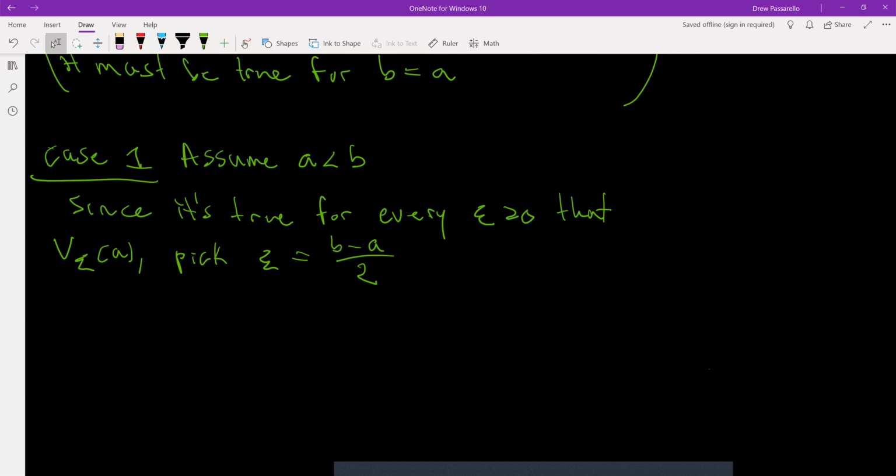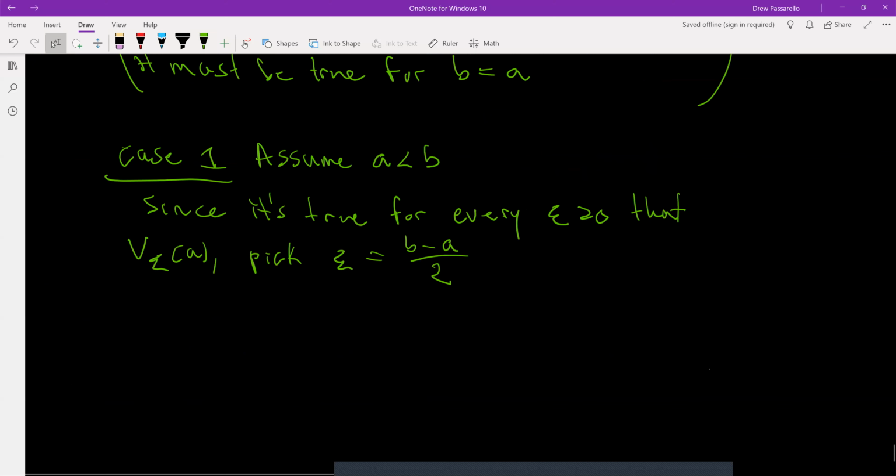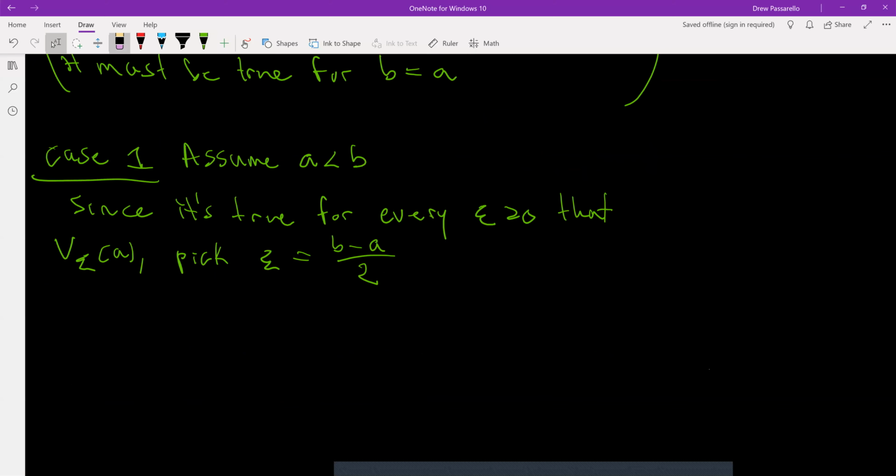All right, now, since B is an element of the epsilon neighborhood around A, pick epsilon to be B minus A over 2, which we know is positive because A is less than B.